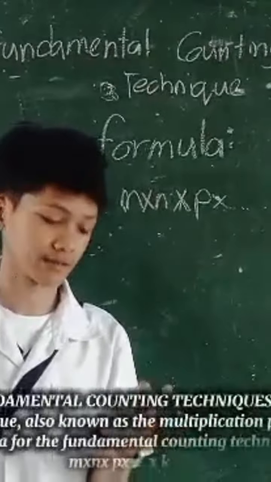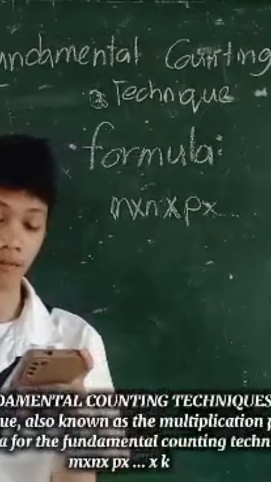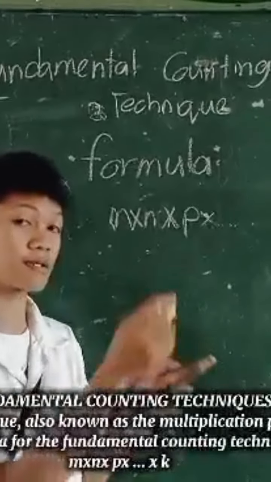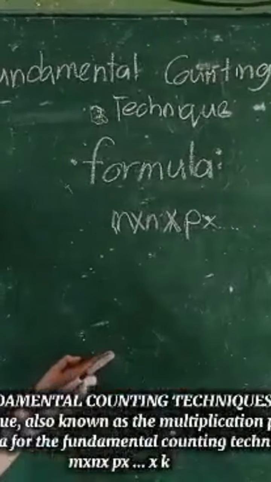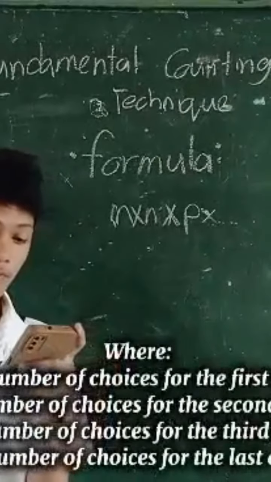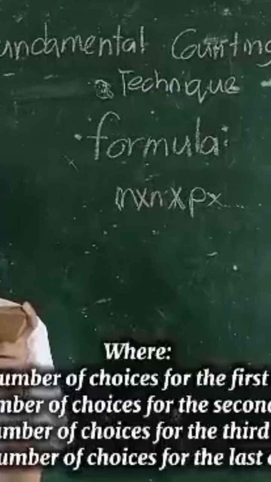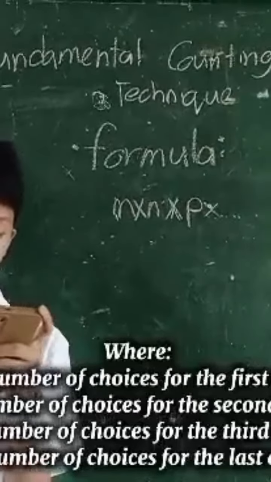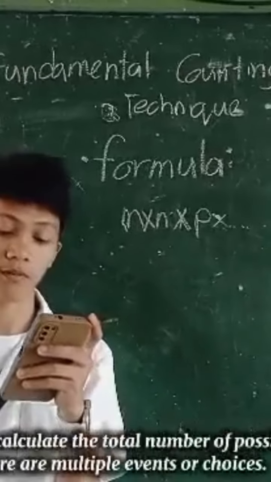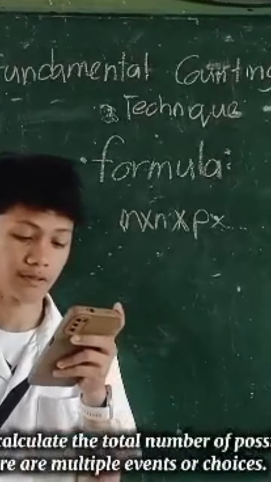Fundamental counting techniques. The fundamental counting technique, also known as the multiplication principle or the product rule. The formula for the fundamental counting technique is m times n times p times k, where m is the number of choices for the first event, n is the number of choices for the second event, p is the number of choices for the third event, k is the number of choices for the last event. This formula is used to calculate the total number of possible outcomes where there are multiple events or choices.